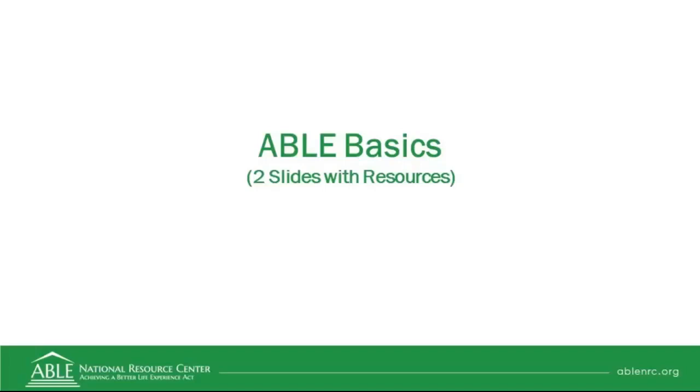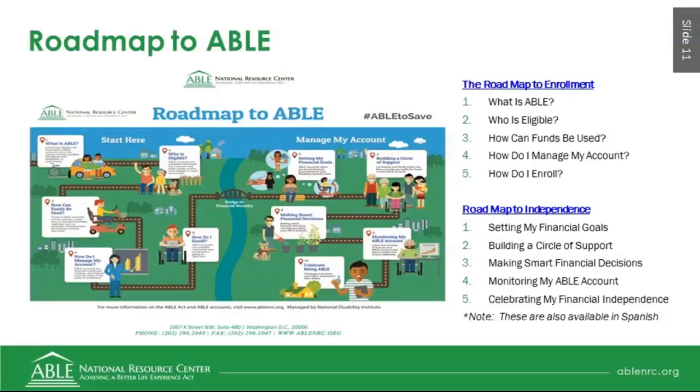So we're going to click through this fairly quickly to get to our presenters, but on this slide, you're going to find on the home page of the ABLE National Resource Center's website at www.ablenrc.org, under the How to Get Started tab, our Roadmap to Enrollment. This will give you the 5 steps, including 3-minute videos with each of those steps that will cover what is ABLE, who is eligible, how can funds be used, how do I manage my account, and how do I enroll.